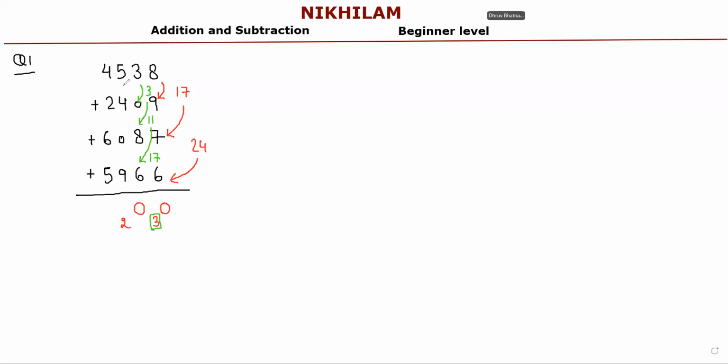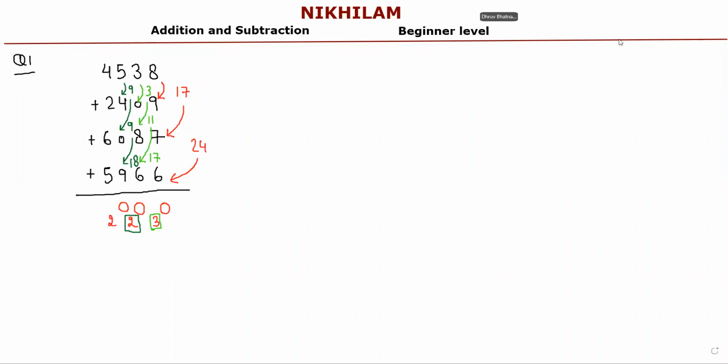Then the next 5 and 4, 9. 9 and 0, 9. And then 9 and 9, 18. 18 and 2. Getting this? 18 and this 2 will make it 20 again. So there it is, 20.